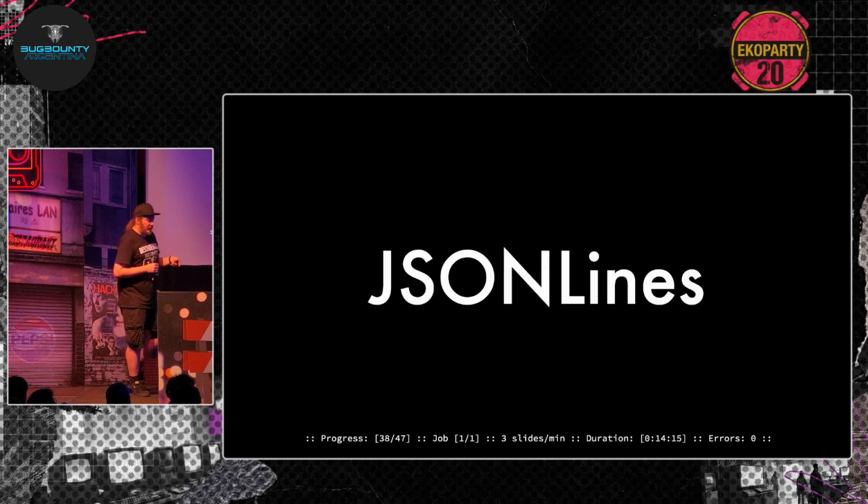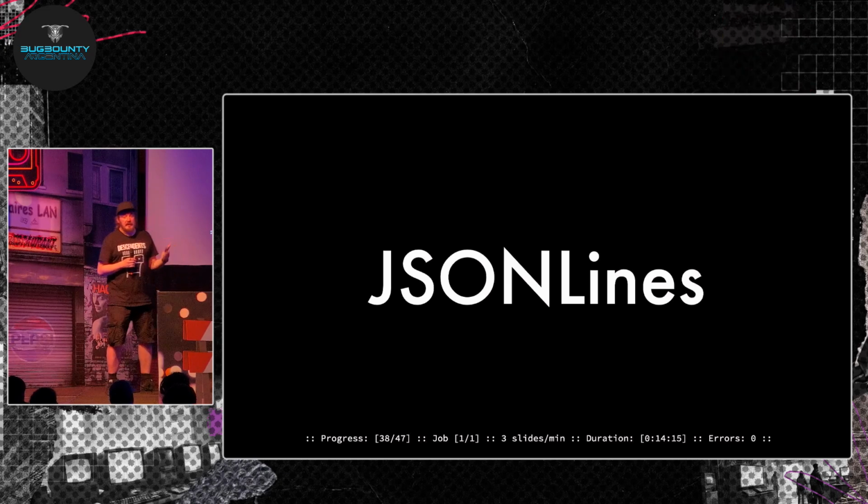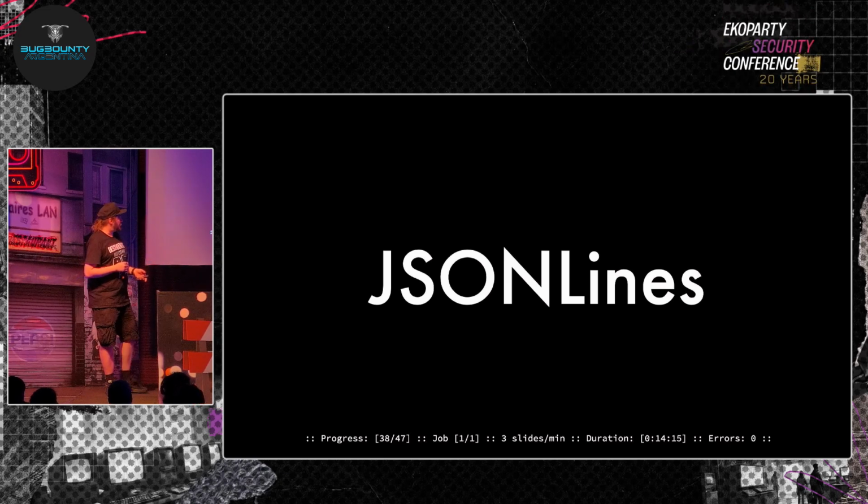Moving forward, something that Tom already mentioned in his talk: JSON lines, they're great. They're not great for humans, obviously, but they're great for computers. And this is stuff that you can use for automation.